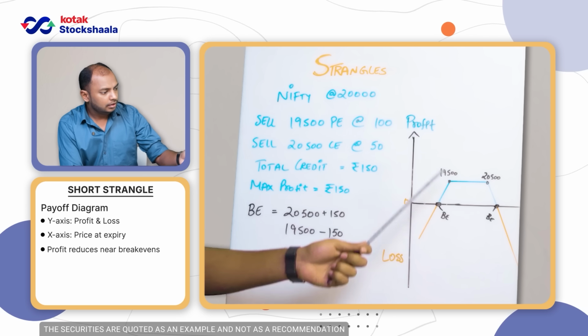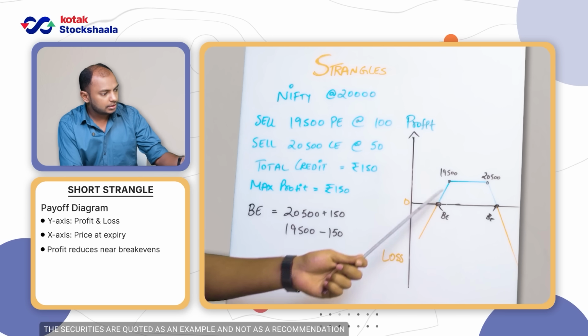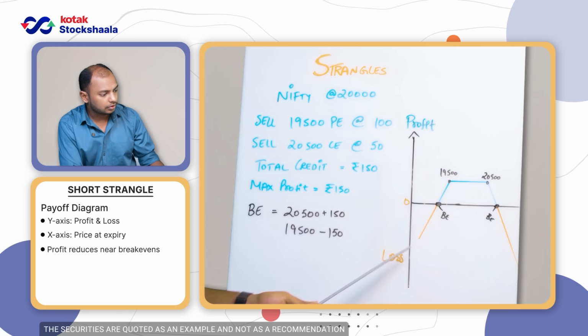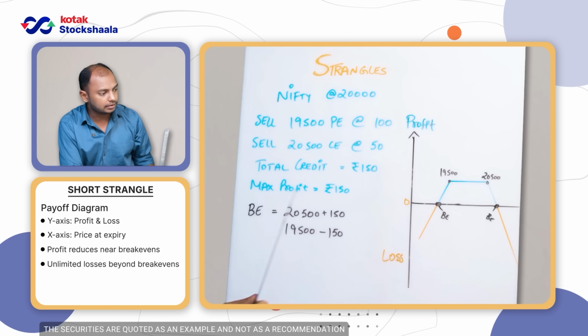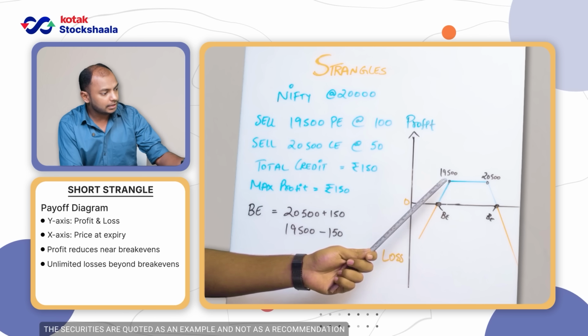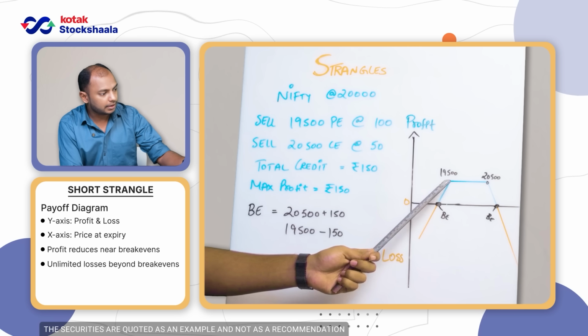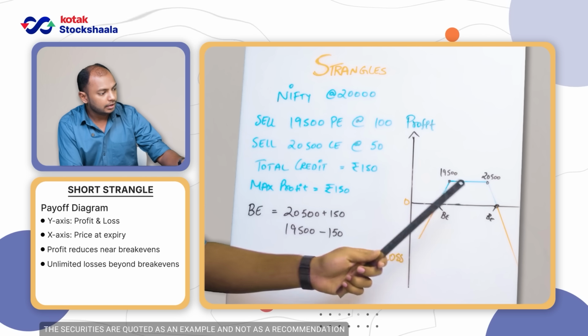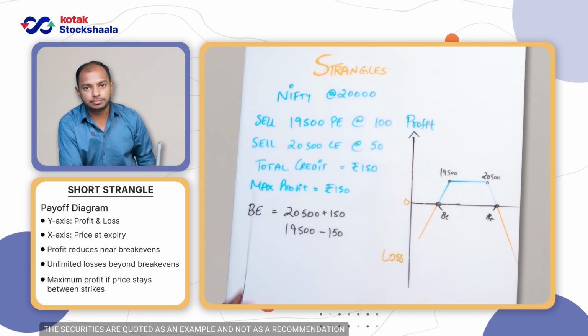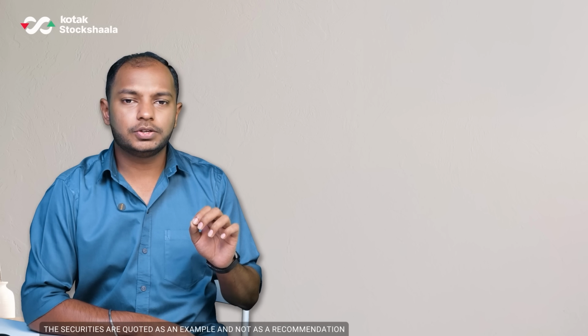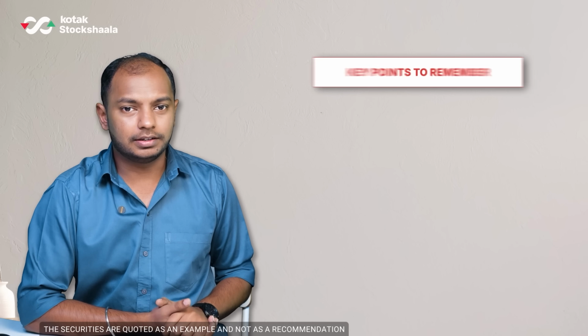As and when the price approaches near the break-even points, the profits reduce and go towards unlimited losses on either side. But if the market stays between 19,500 and 20,500, then this strategy is going to give you maximum profit. Here are three things you have to remember regarding a short strangle.